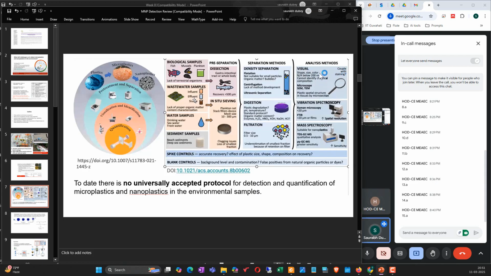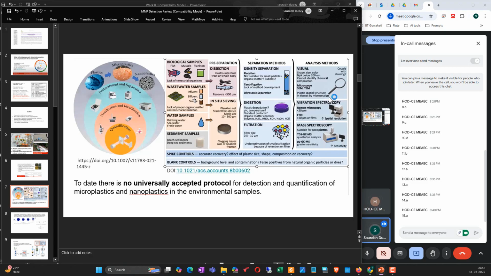You can visualize them in microscopes if they are in the micro size, and if they are in the nanometer size, they can be visualized through scanning electron microscopy and transmission electron microscopy, right? But if this is in a biological sample, for example, if somebody is purchasing some meat or fish at the shop, they cannot see whether the fish has plastic or not. They just get it and cook it.